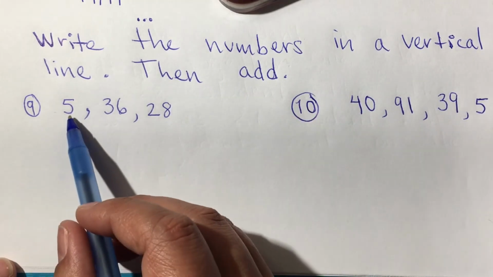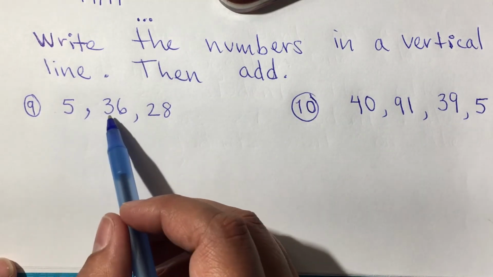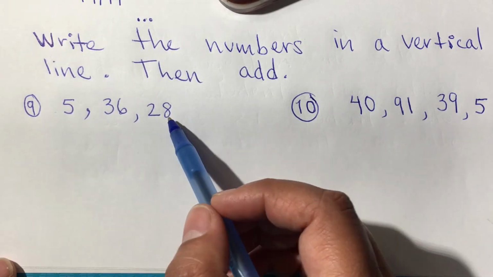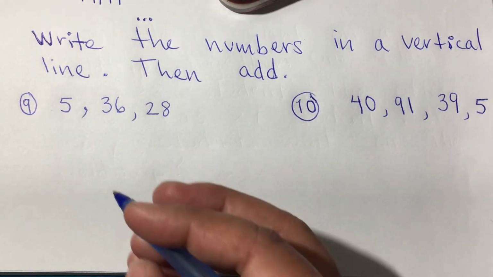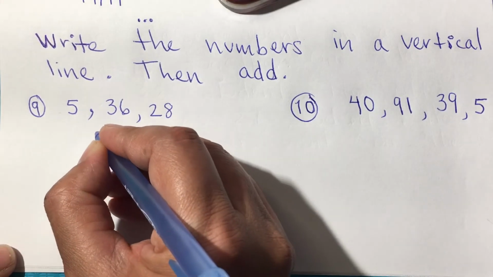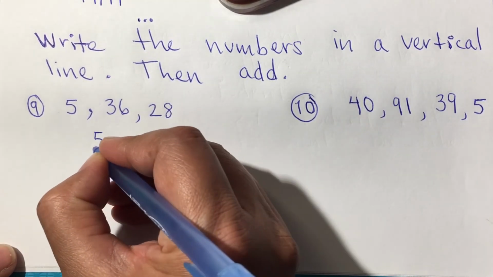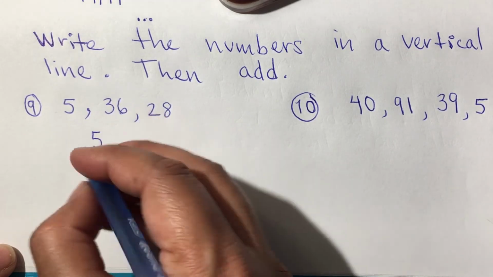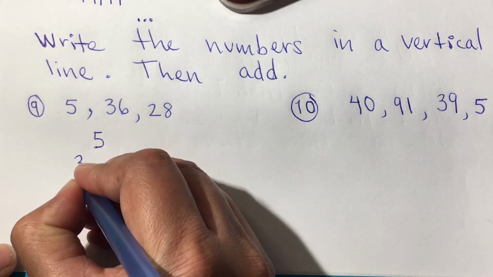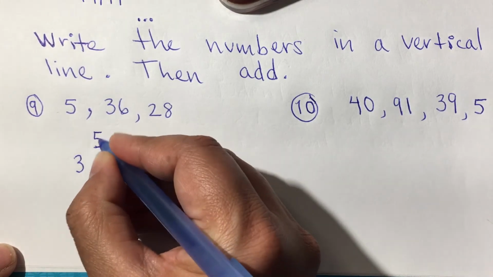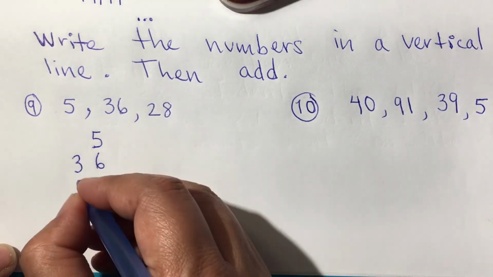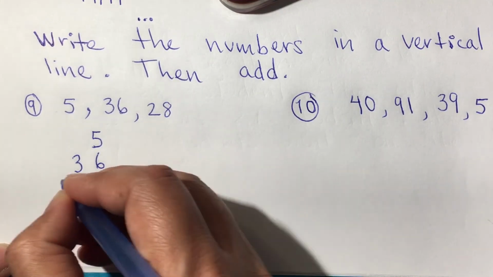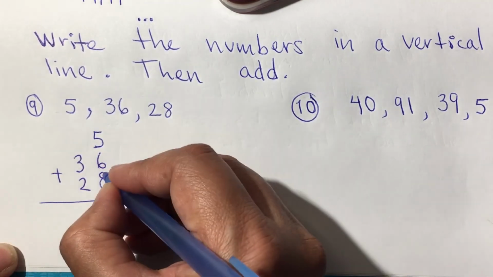It's like saying you have $5 in your wallet, $36 in the checking account, and 28 in the savings account, or something like that. So what we are going to do is to align the ones with the ones. So in here we put 5 plus 36. We put the 3 on the tens, and the 6 goes with the ones. 28, 2 is with the tens, and the 8 is with the ones. And we add them all together.